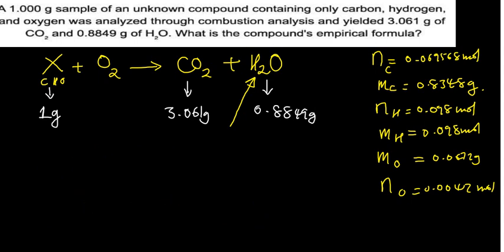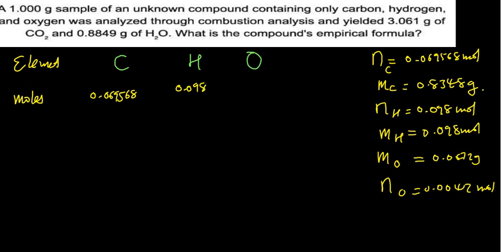The very thing that we did earlier, now I'm going to write, I can now remove the space which is here. We've already used the data. I'll put element. We have got 3 elements: carbon, hydrogen, oxygen. And then I'm going to put their moles direct. So the moles of carbon, if you check, that is 0.069568. The moles of hydrogen, if you check, that is 0.098. The moles of oxygen, that is 0.0042.